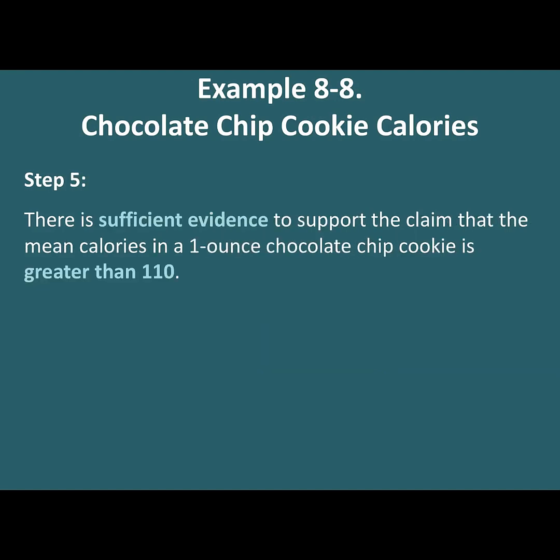Our summary is that there is sufficient evidence to support the claim that the mean calories in a 1-ounce chocolate chip cookie is greater than 110.